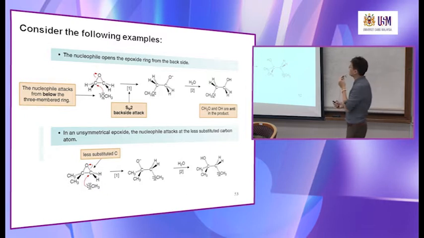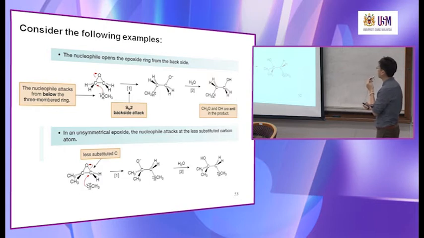After the attack, the CO bond breaks, and we will be at the anti position. You see, in this case, the methoxide CH3O and the OH group are anti in the product.